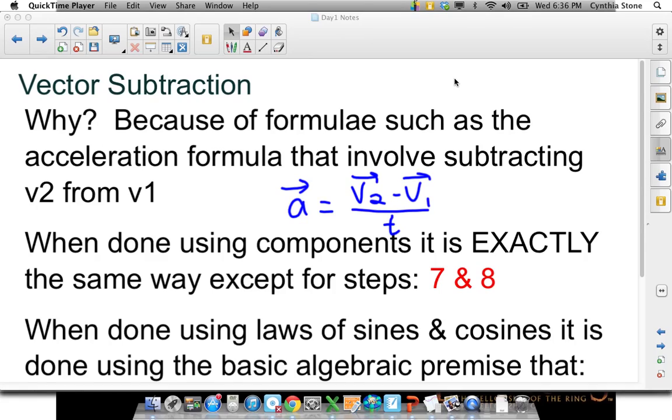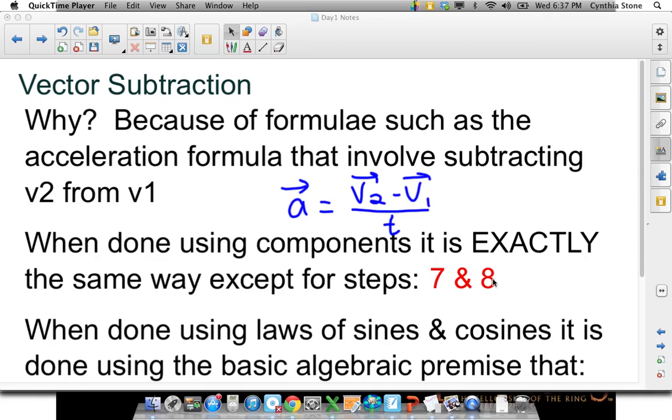Specifically in 2 dimensions, though it's not written down. But the reason why we do vector subtraction is that in some of our kinematic formulas we're dealing with vectors, and sometimes we subtract them. The easiest, clearest example of that is v2 minus v1 over t. This is the one we do the most frequently, but there are other examples. So you can use both methods that we used for addition.